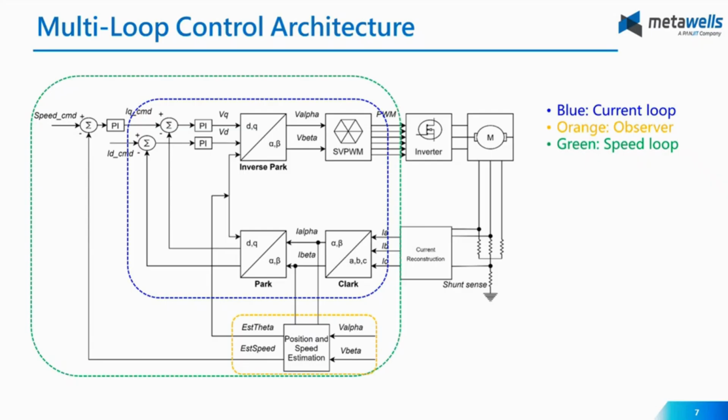Okay, and let's move into the current loop. The current loop is an inner loop that focuses on precise current generation, IQ and ID. We also measure the phase current from the motor, and we use the current information to do closed loop control.